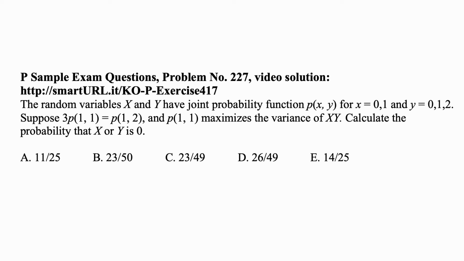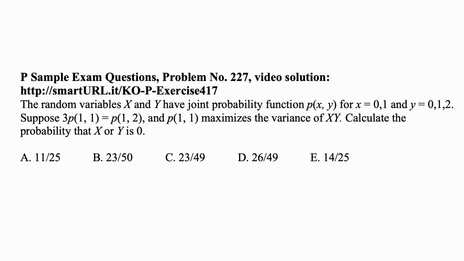The random variables x and y have joint probability function p of x y for x equal to 0, 1 and y equal to 0, 1, 2. Suppose 3 times p of 1, 1 is equal to p of 1, 2, and p of 1, 1 maximizes the variance of xy. Calculate the probability that x or y is 0.